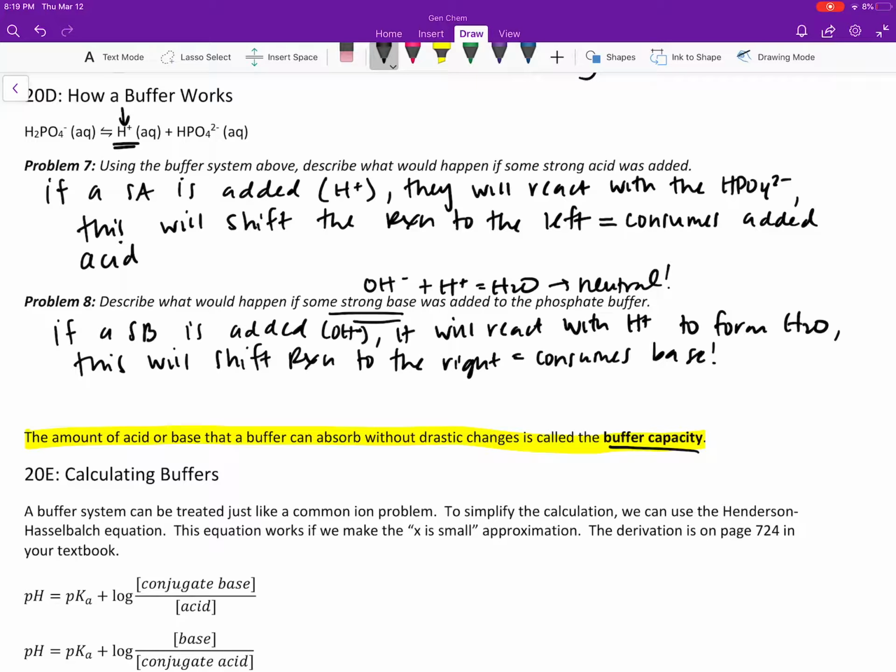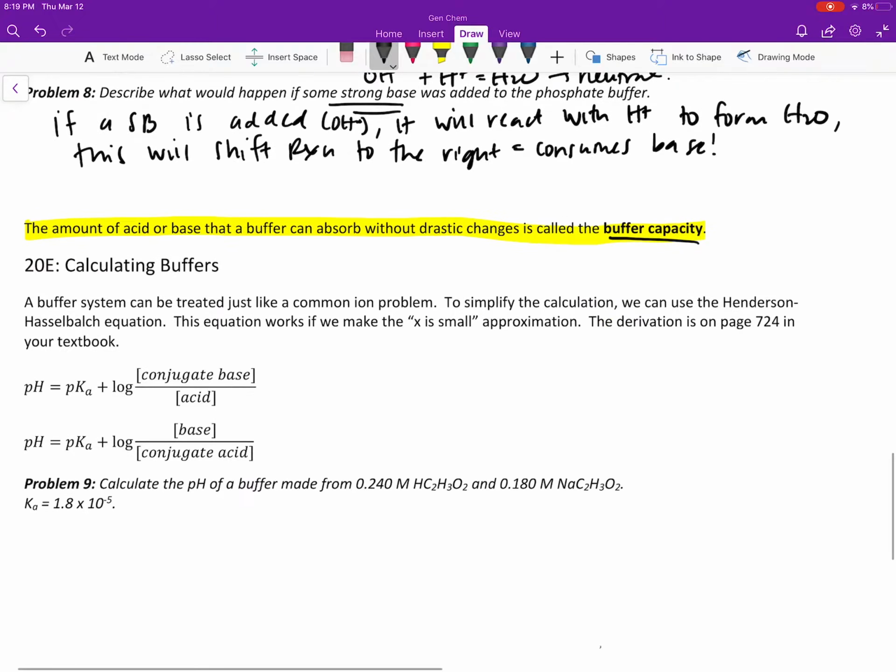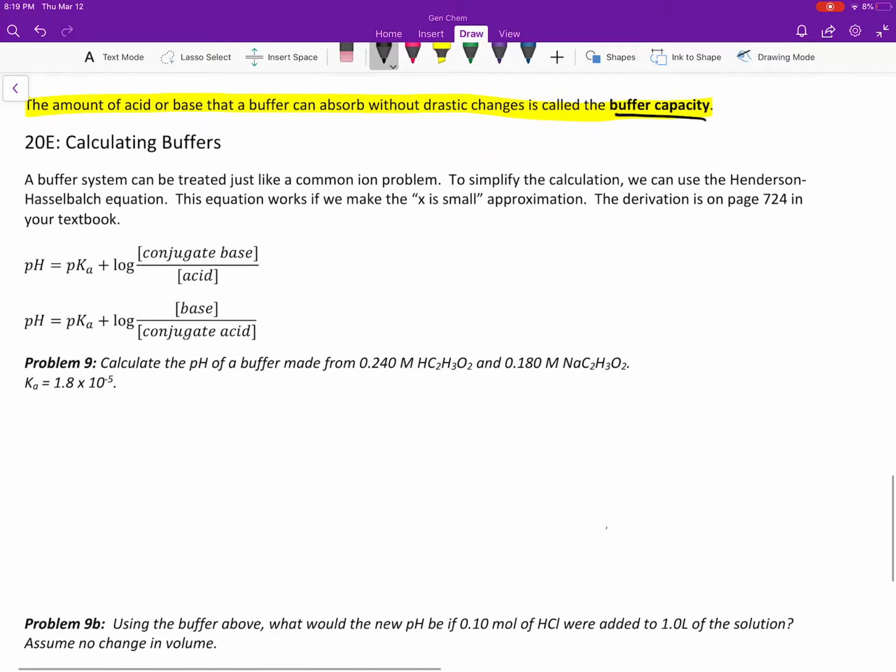a chemistry class. Now with buffers, we get to treat them just like a common ion problem. But to simplify the calculation, we get to use what's called the Henderson-Hasselbalch equation. Back when we learned p-Ivert, I told you you're going to see p-Ivert over and over again; well, you are going to see the Henderson-Hasselbalch equation over and over and over again. When in doubt, if you have a buffer and you have a problem like we're going to see, use the Henderson-Hasselbalch, okay? You do not have to use the ICE table.